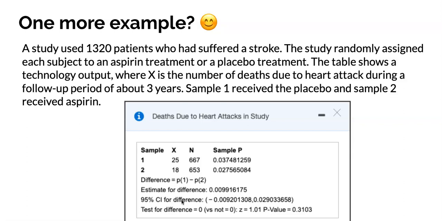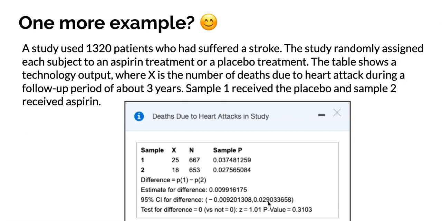All right, so we got an output there, and I don't know what they used, but I think we got everything that we need to interpret the result. They gave us the 95% confidence interval. Look at that interval for me real quick. The lower limit is negative 0.0092. It's a negative number. And the upper limit is a positive 0.029. So what number does this interval include in the middle? It includes 0 in the middle, right?